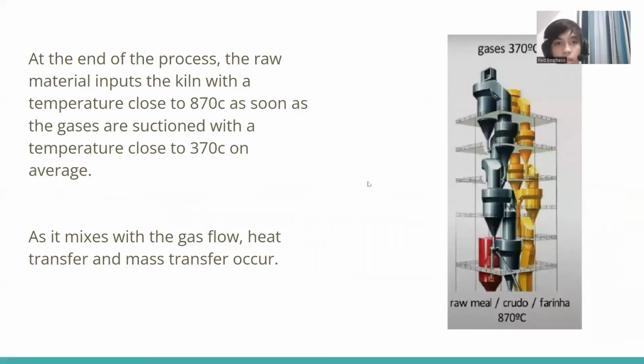At the end of the process, the raw material enters the kiln with a temperature closest to 870 Celsius as soon as the gases are suctioned with a temperature close to 370 Celsius on average. As it mixes with the gas flow, heat transfer and mass transfer occur.